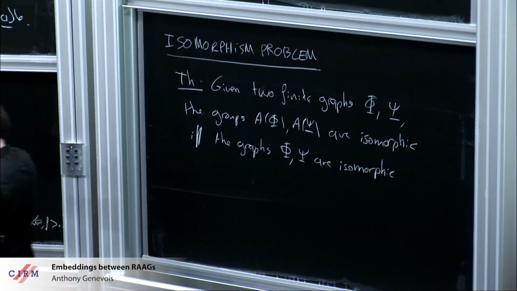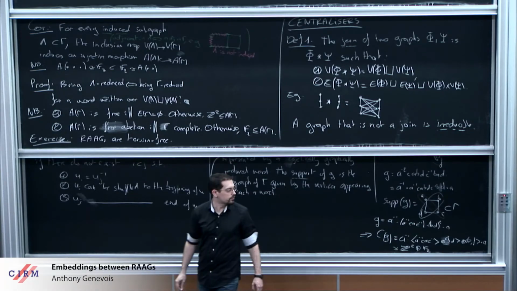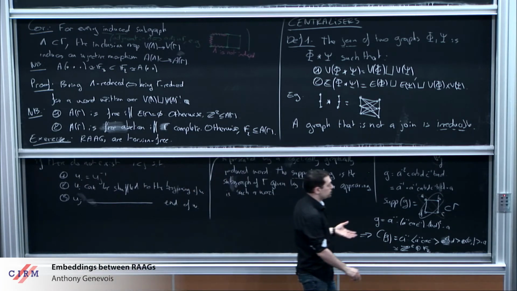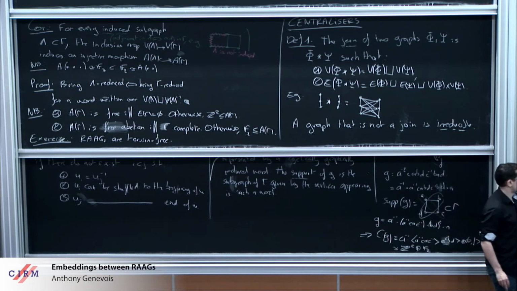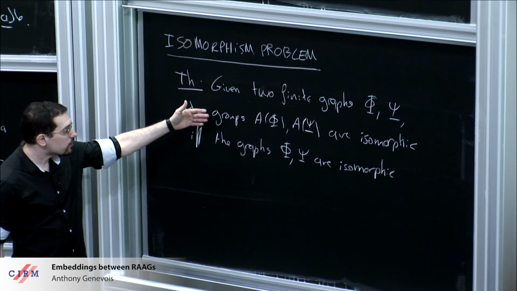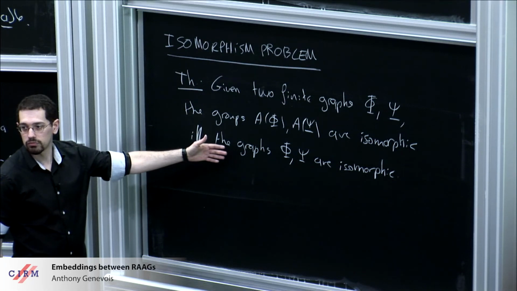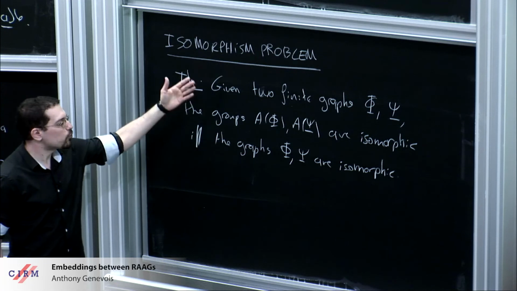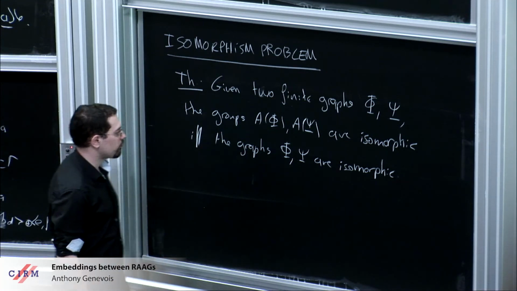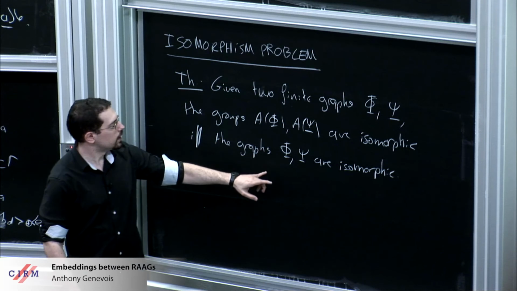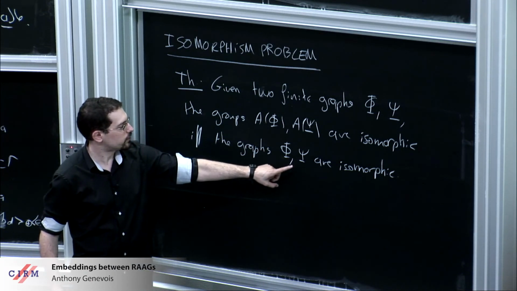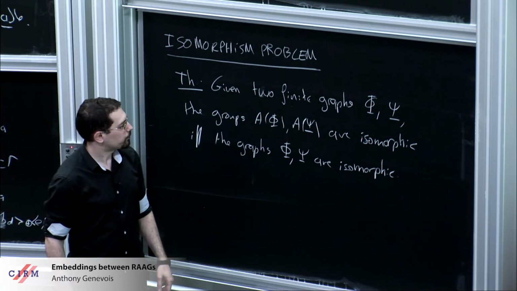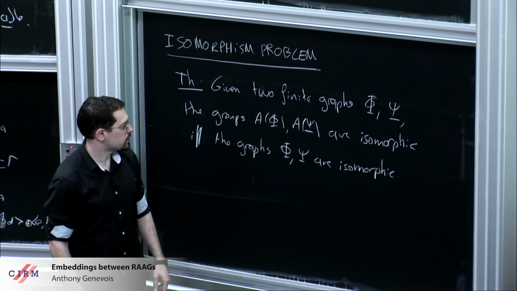So actually, it is not saying that the isomorphism problem is easy. It's saying that the isomorphism problem is as easy as the isomorphism problem in graphs, which is actually quite difficult. But we know that we cannot do better, because it should be clear that if the two graphs are isomorphic, then the right-angled groups are isomorphic. So we cannot do simpler.